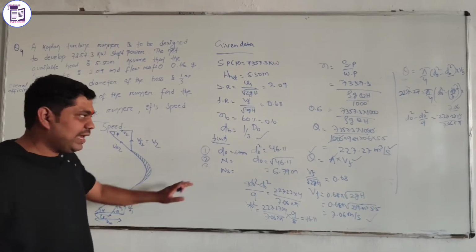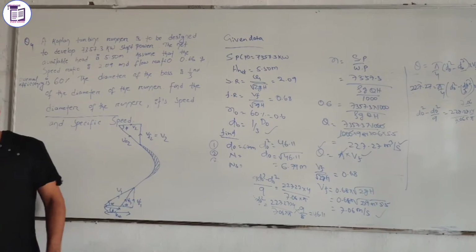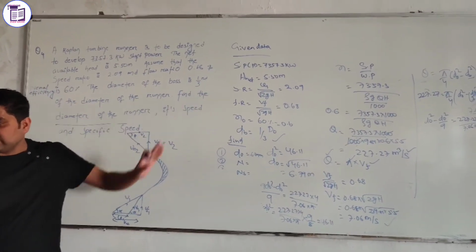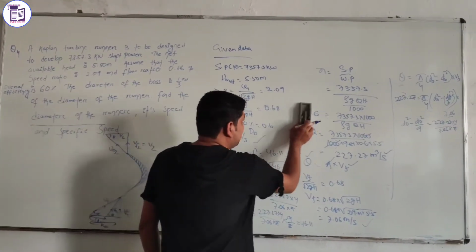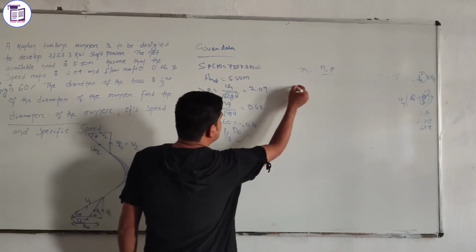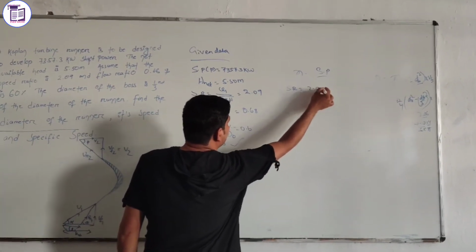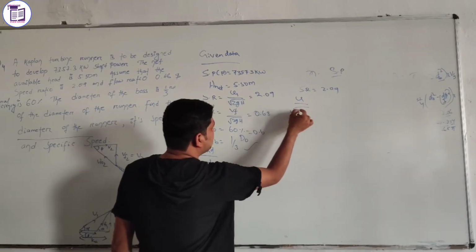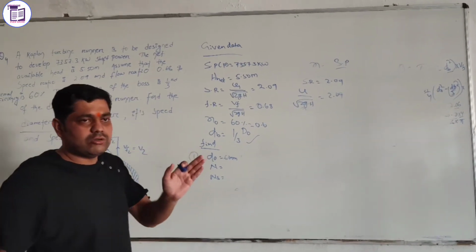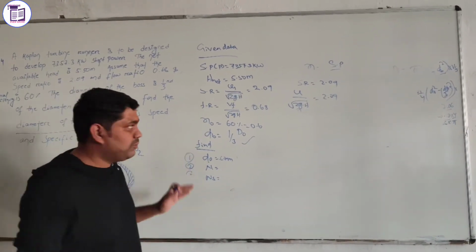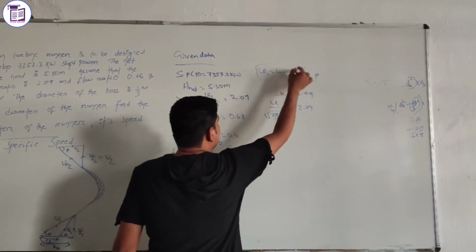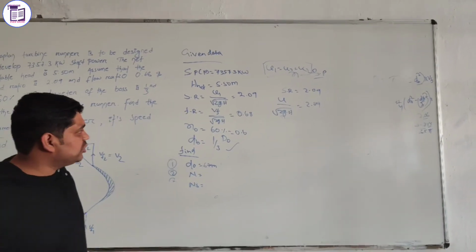Now for finding the value of n, the given data is the speed ratio. Using this speed ratio relation, you can find the n value. Now erase all the things. The relation is: given speed ratio is equal to 2.09, or you can write u by root 2gH is equal to 2.09, because in a Kaplan turbine the u value is a constant, u1 is equal to u2 is equal to u. So you can write u by root 2gH is 2.09.